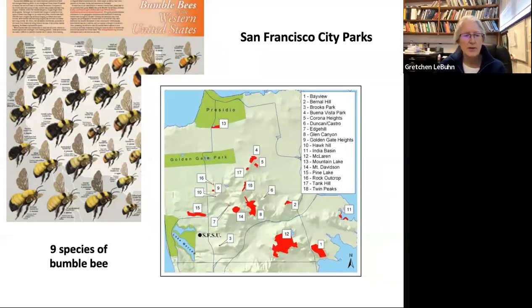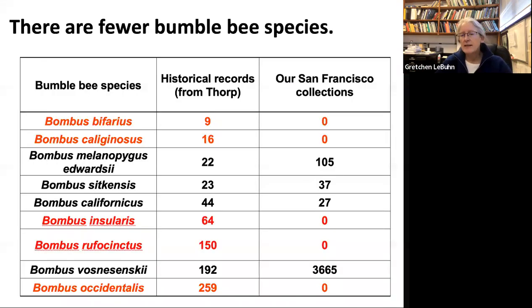Historically, we knew that 9 different species of bumblebee had been recorded in San Francisco. And we were expecting that we would find the majority of them still persisted, though maybe in different proportions. When we went out, we found significantly fewer bees than we expected. So in black here are the names of the 4 species that we were able to detect. The other 5 species are species that we were unable to find in the city of San Francisco.